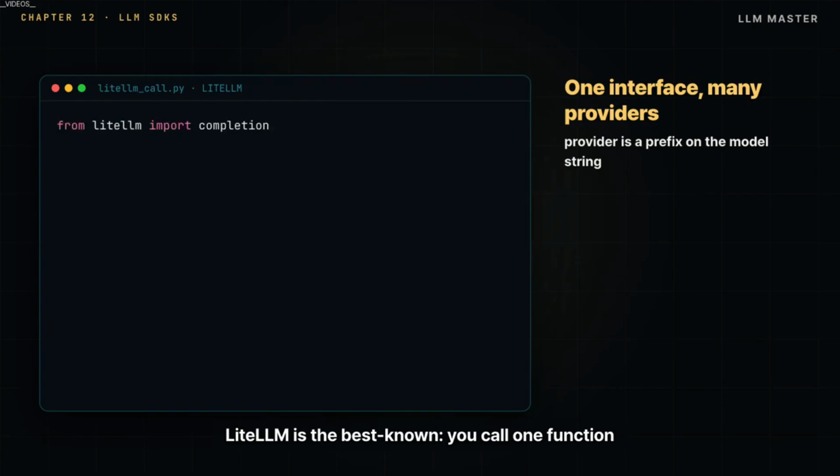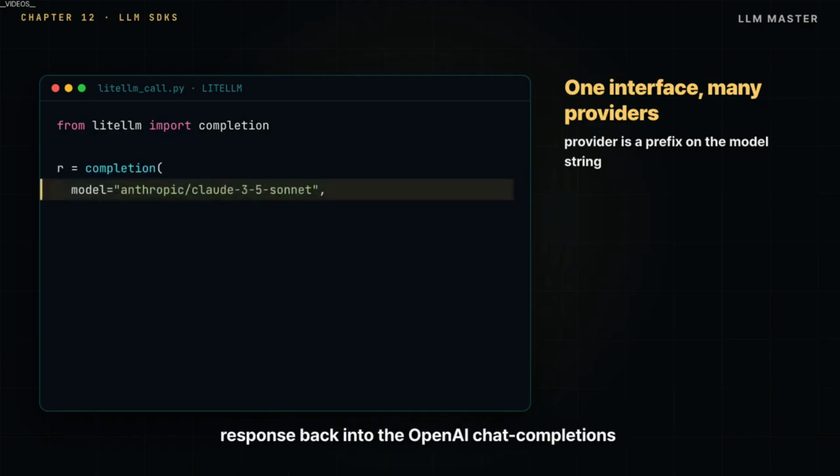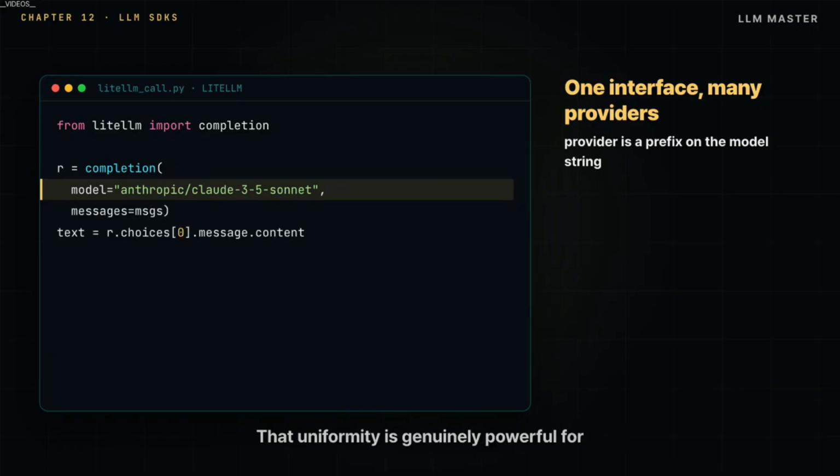You call one function, completion, and pass the provider as a prefix on a model string: anthropic/claude, gemini/gemini, and so on. Under the hood, it translates your request into that vendor's native shape, calls their API, and, this is the clever part, normalizes the response back into the OpenAI chat completion shape. So no matter which provider answered, you read choices, index 0, message, content. Switching vendors becomes a one-string change. That uniformity is genuinely powerful for multi-provider apps, fallback logic, and evaluation harnesses that run the same prompt across models.